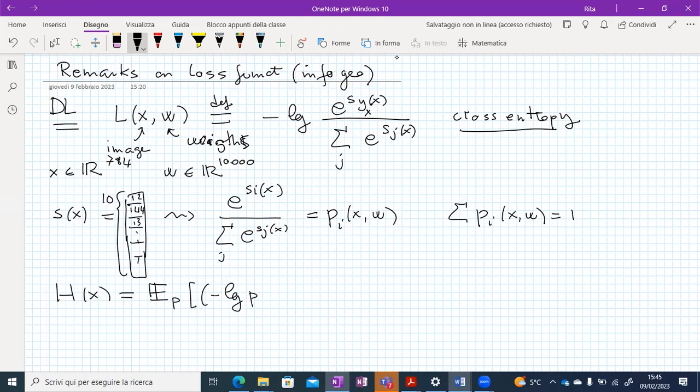Forgive me, now P is any probability, so what I'm writing here is more general than deep learning. So you can find something called the Shannon entropy. Okay, and this is the expectation value.